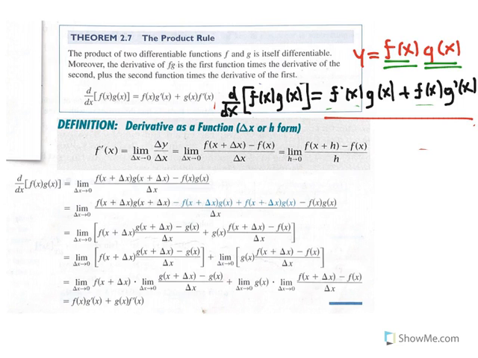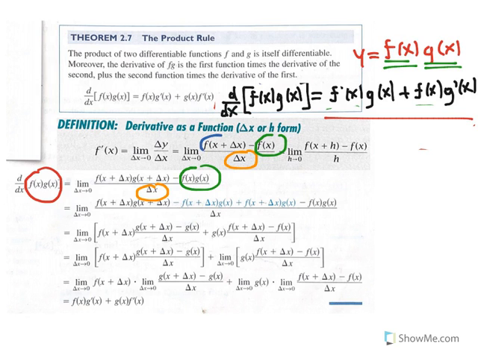So our function is f of x times g of x. So in the difference quotient, you have three parts. The denominator is just delta x, so we have that. And in the numerator, we have minus f of x, so minus the function, we have that.